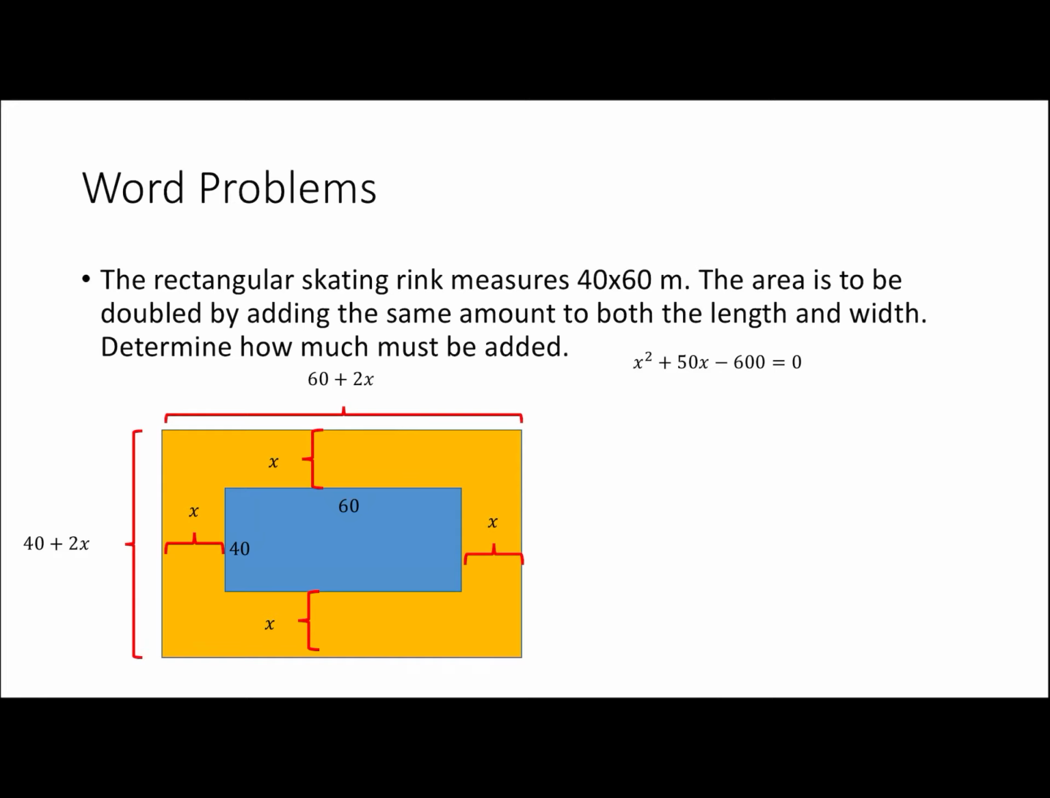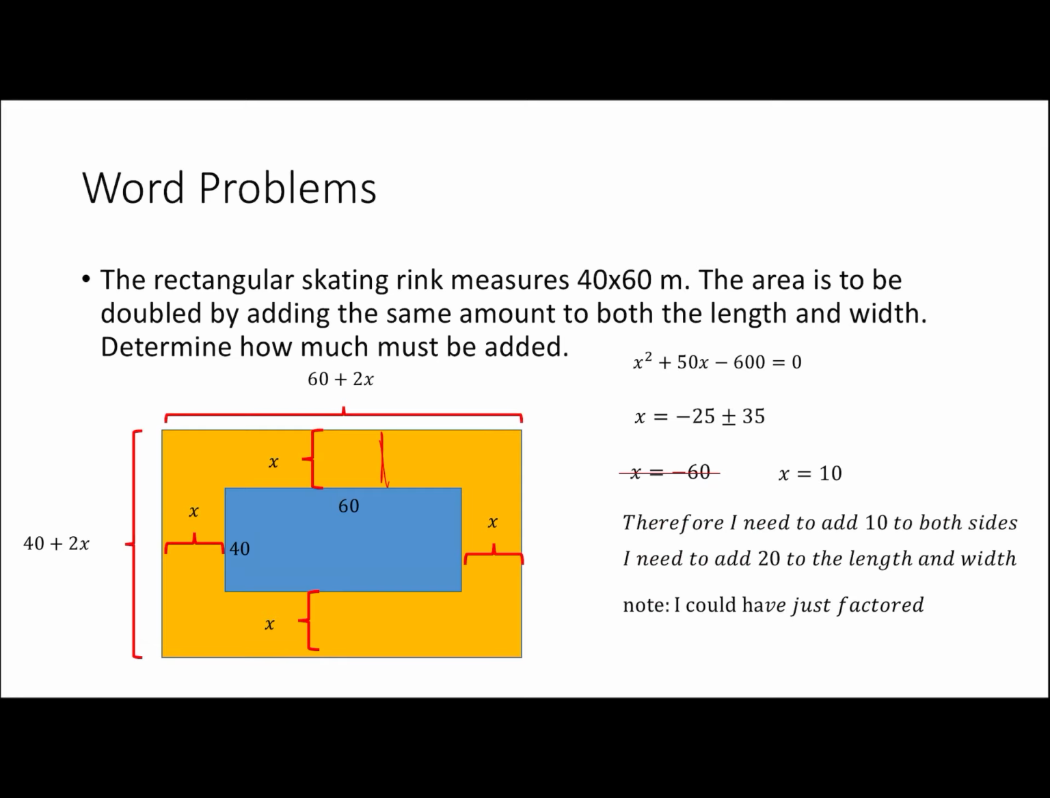And we divide both sides by 2, 25 plus or minus 35. And my two answers are minus 25 plus or minus 35. So minus 60 or 10. But can we have a length that's minus 60? No, we cannot. But we can have a value of x equals 10. Therefore, I need to add 10 to both sides to double the area.